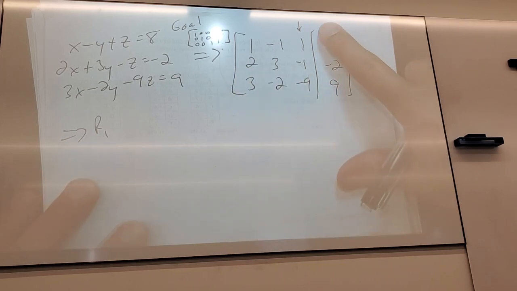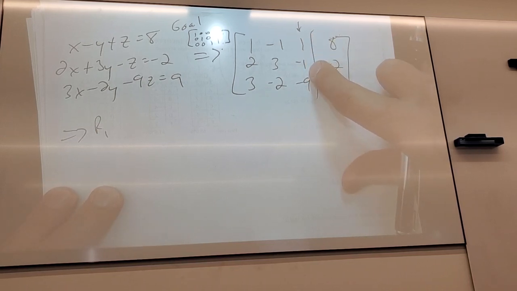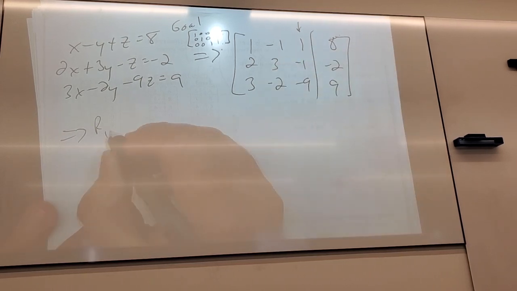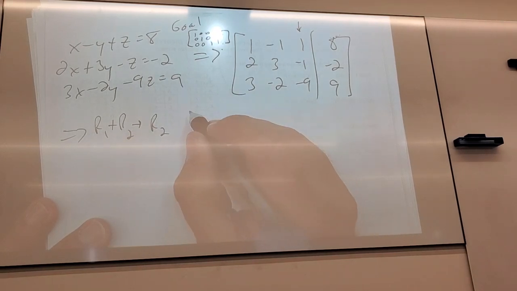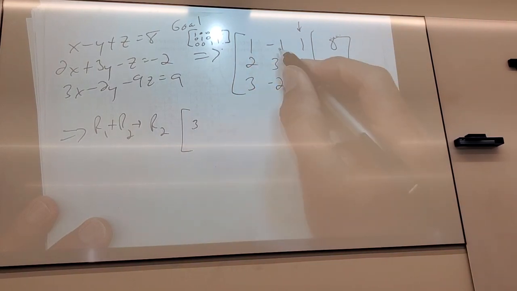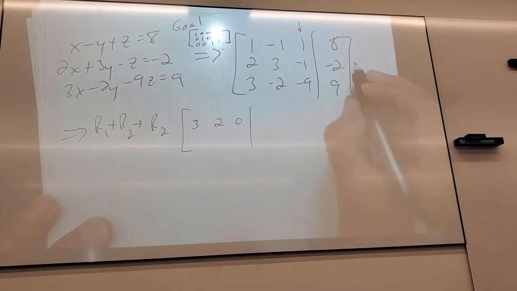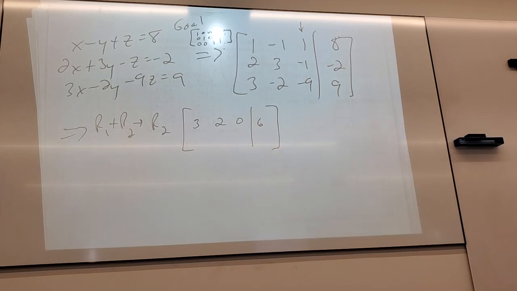I love it. There must be a reason you guys told me to pick this column. And the most obvious reason is because if I add these, this makes a 0 already. So of course, what's the first thing I'm going to do? I'm going to add the dang things. So row 1 plus row 2. I'm going to put the answer into row 2. So I get 3, 2, 0 like we wanted, 6. Okay. Let's just write that for right now.